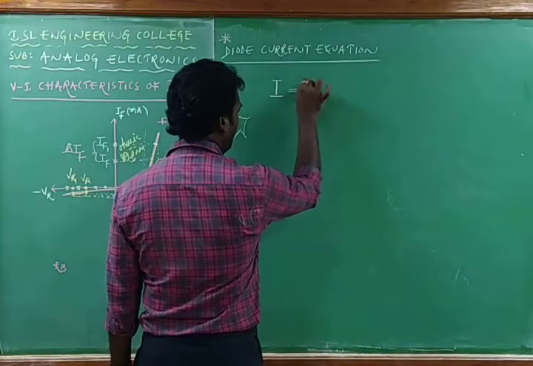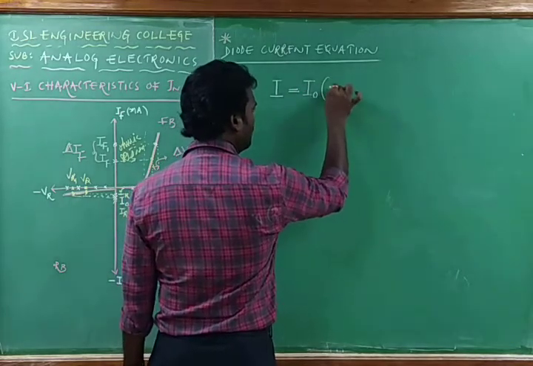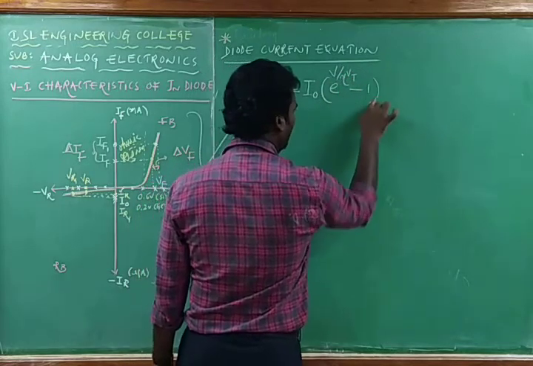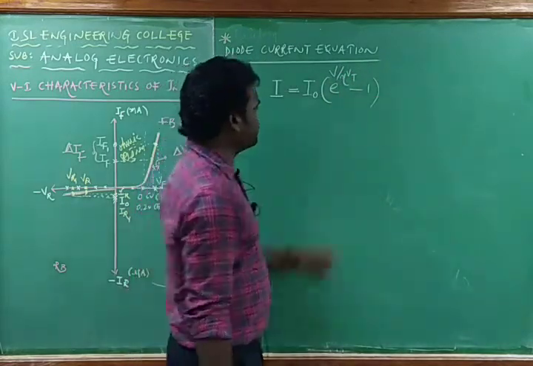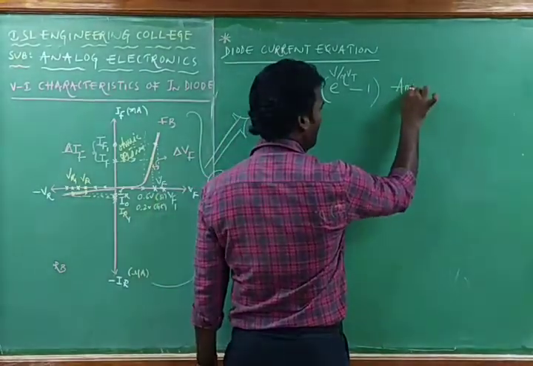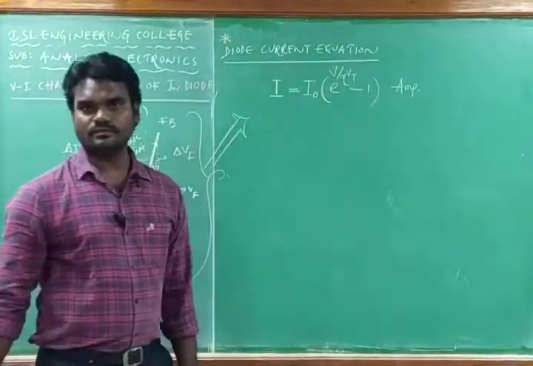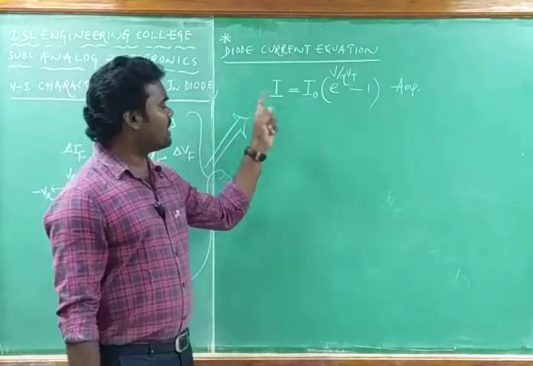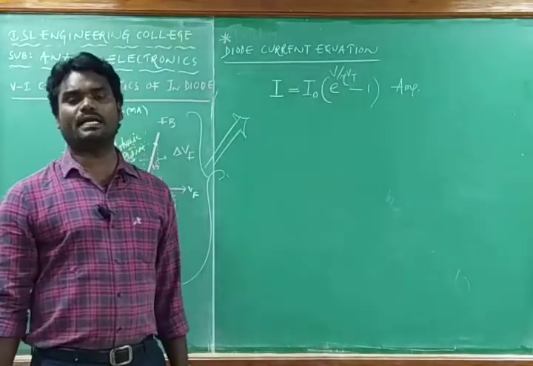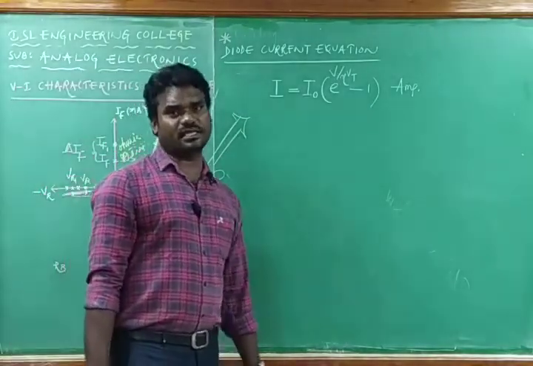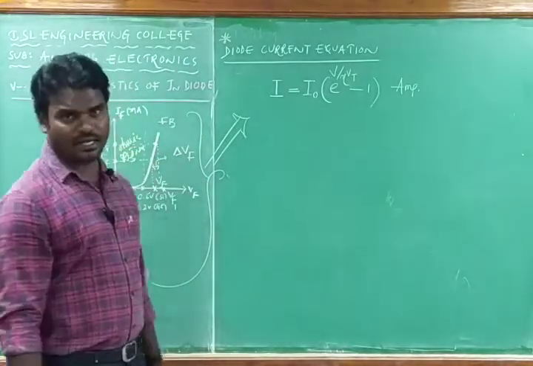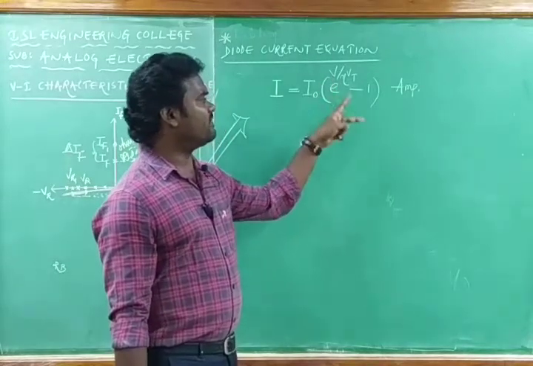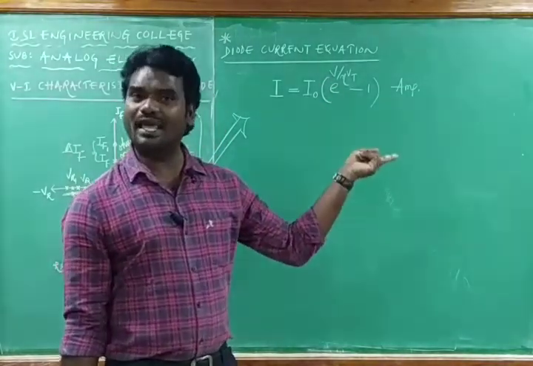I is equal to I naught into e to the power of V by eta Vt, minus 1. What are the units for current? This is a current equation, so obviously the units for current are amperes. This diode current equation is a mathematical representation of the VI characteristics: I equals I naught into e to the power of V by eta Vt minus 1, and the units are amperes.